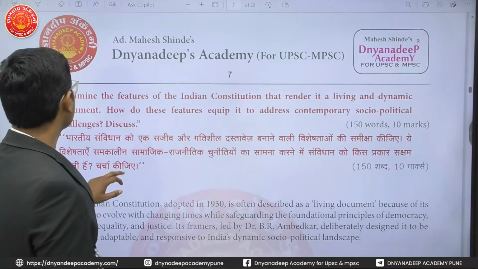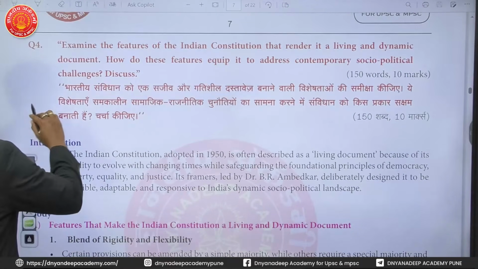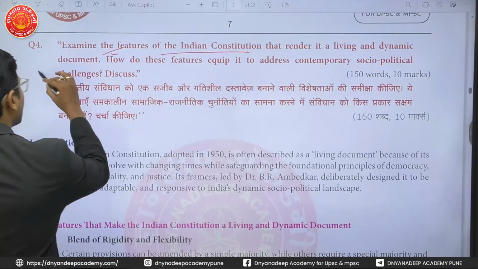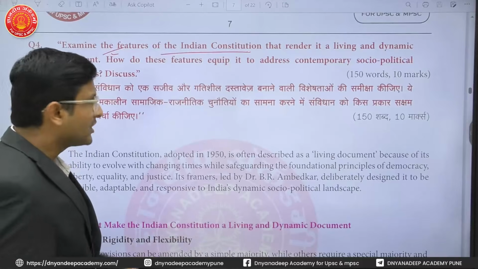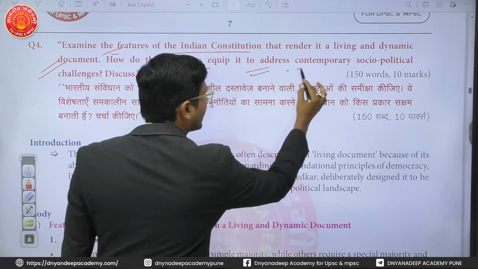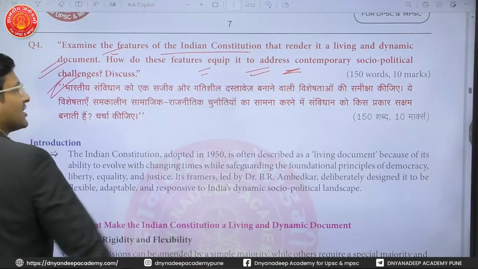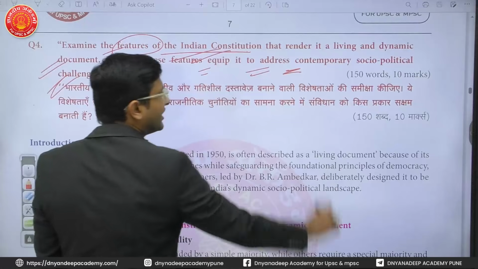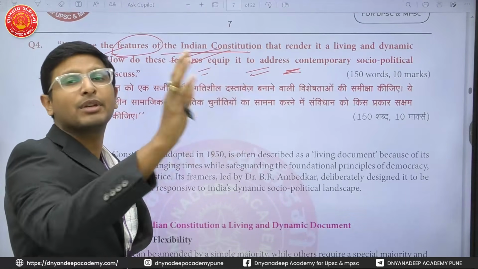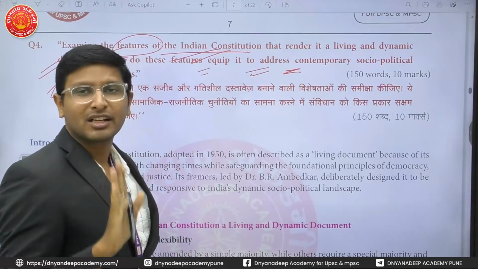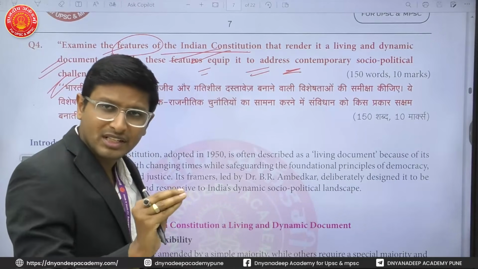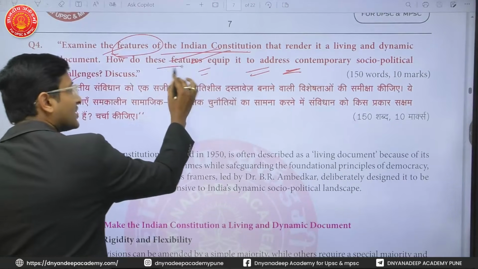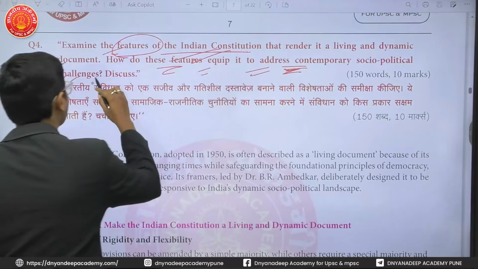Next question, it focuses on examining the features of the Indian constitution that render it a living and dynamic document. How do these features equip it to address contemporary socio-political challenges? So what it says is, what are the different features of the Indian constitution which make it a living and dynamic document? Here you have to write the constitutional features and provisions which make it a living and a dynamic document. Second, it is asking about the features equipped to address contemporary socio-political challenges.